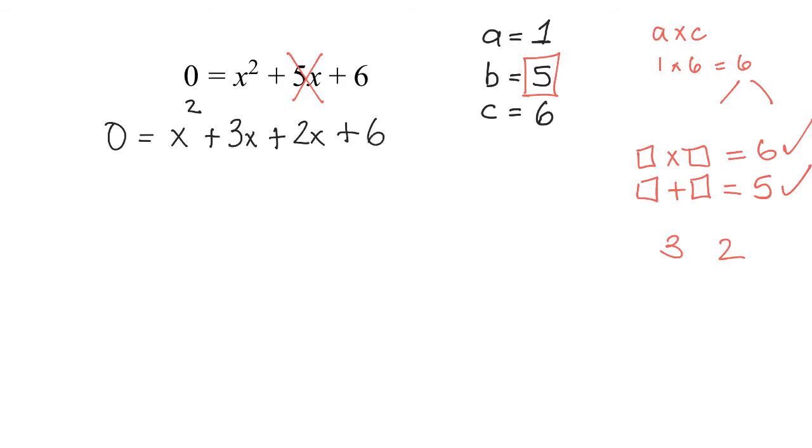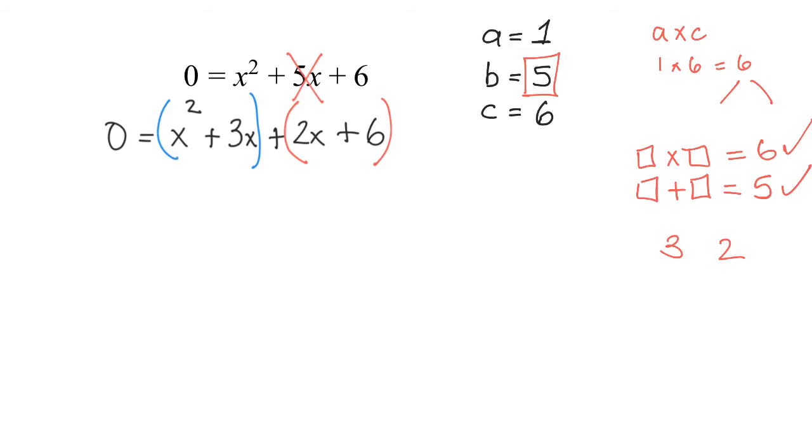Okay, our next step is to factor by grouping. What factoring by grouping means is we are going to group together the first two terms in our equation. So I'm just going to put some brackets around them. I did that in blue. And then we're going to group together the second two terms of our equation. So I put a red set of brackets around those.